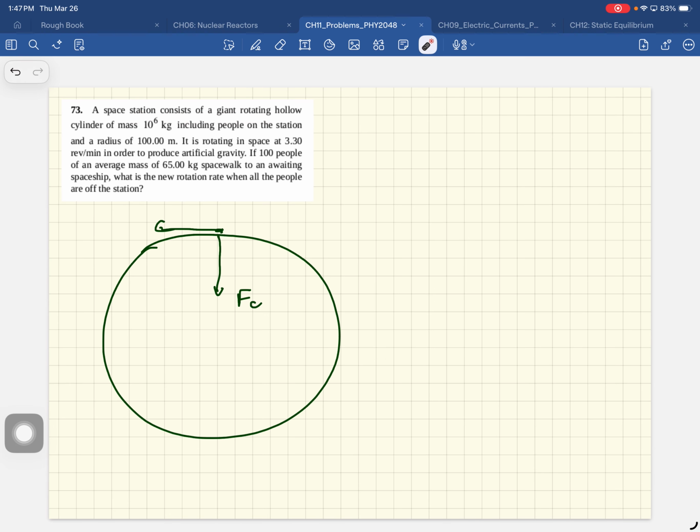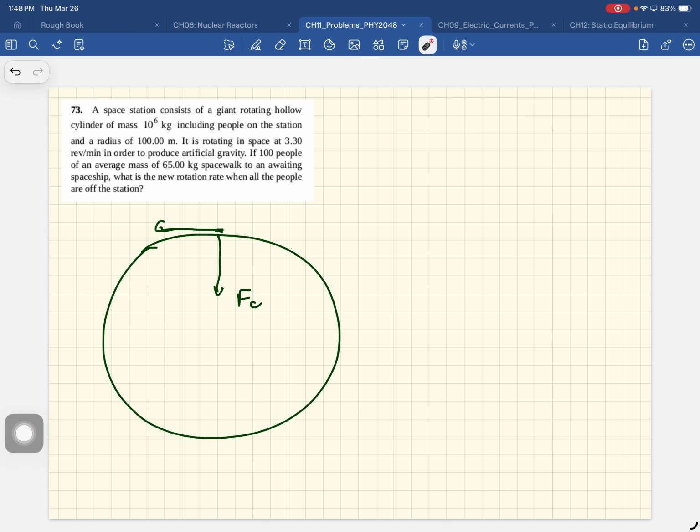Okay, so initially when all the people are there, everything is at a distance of r. So the initial moment of inertia is initial mass times r squared, and the final moment of inertia is final mass times r squared. So what is the initial mass? 10 to the power 6 kgs, including all people. And 100 meters is the radius. So that's 10 to the power 10 kg meter squared for the initial moment of inertia.